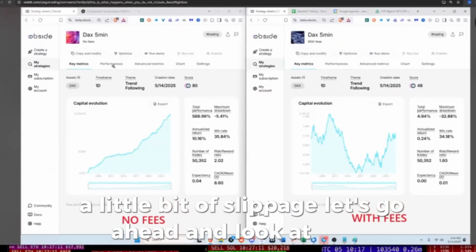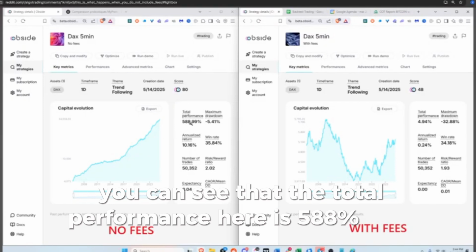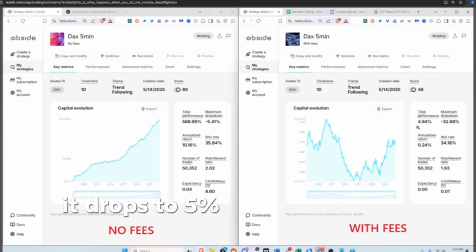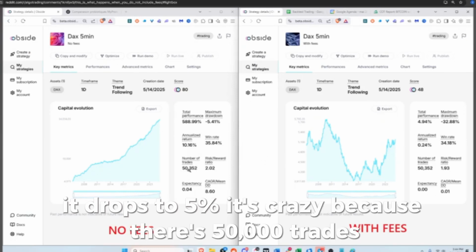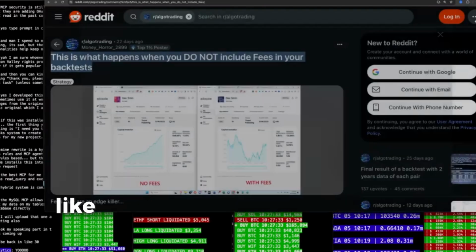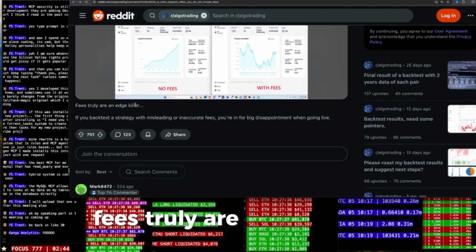Let's go ahead and look at these. You can see that the total performance here is 588% with no fees, but once you add in fees, it drops to 5%. It's crazy because there are 50,000 trades. So if you have a 0.01% fee, it's going to be a lot over time. If you backtest, fees truly are an edge killer.